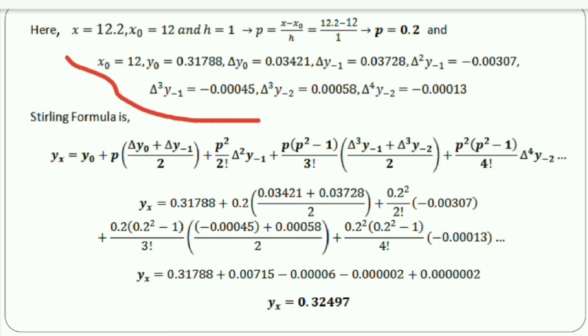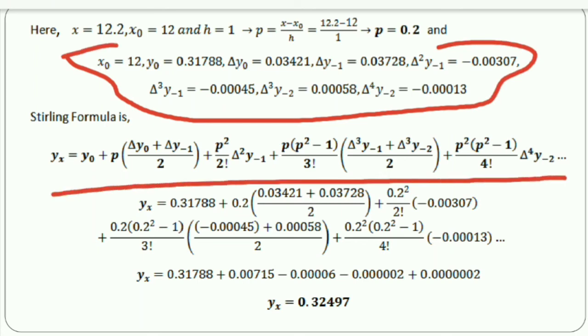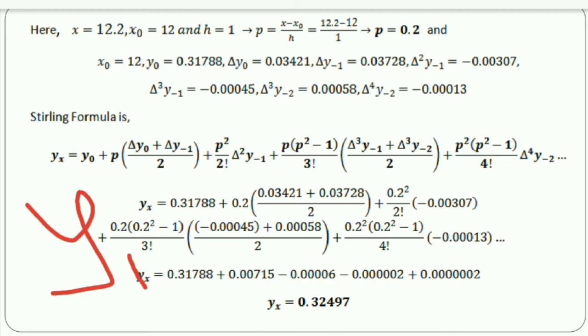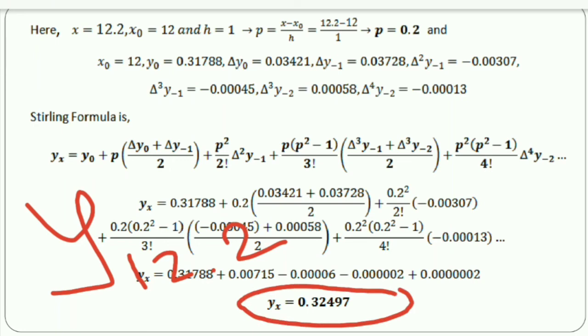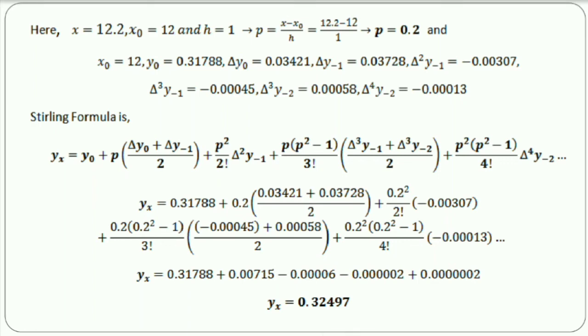After putting all these values in the given Stirling's formula, you can check here, we got the required value like this. This is my required value, that means y at 12.2. So this much is the answer. This is the procedure for Stirling's formula, right?